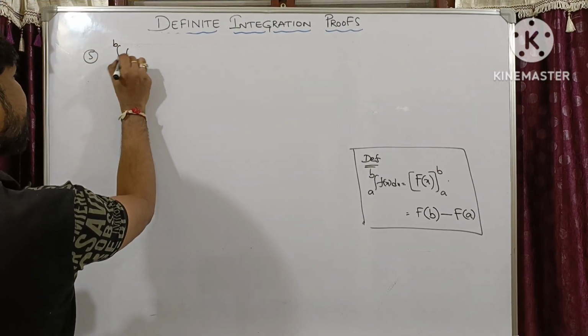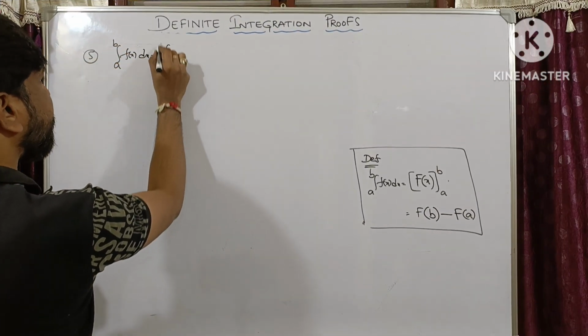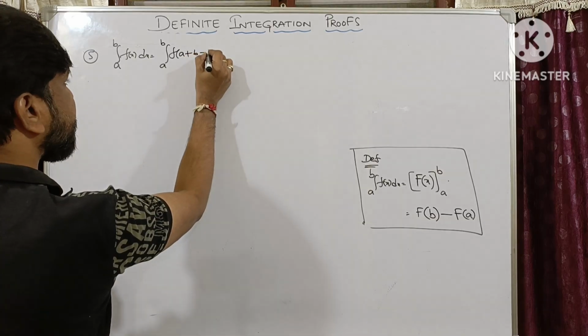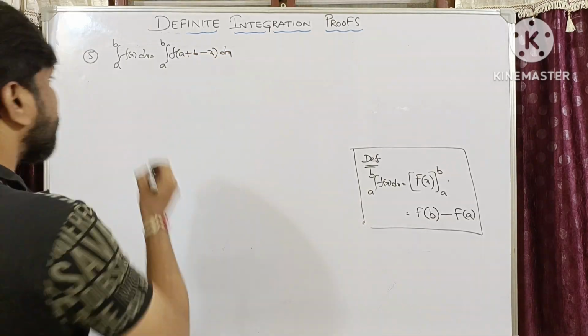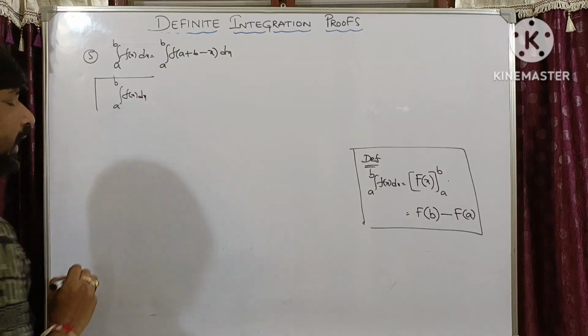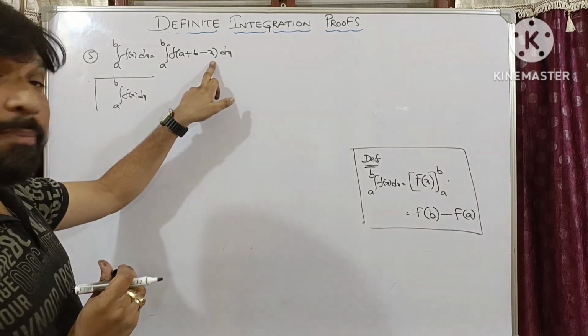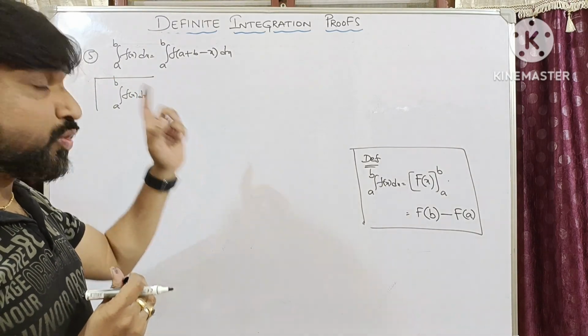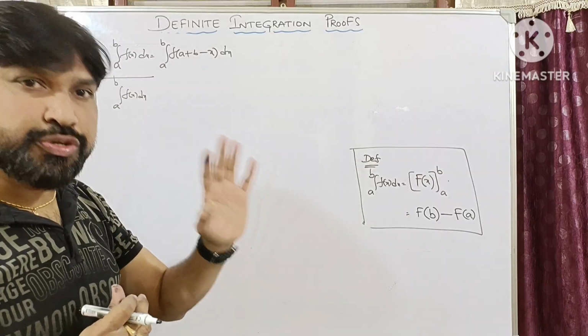Integral a to b f of x dx is equal to integral a to b f of a plus b minus x dx. This is the property. Now how do we do this one? The very first question is whether you are going to do it by substitution or definition. Can you see? This is f of x, this is f of a plus b minus x. Substitution or definition? Yes, this is absolutely by substitution only.